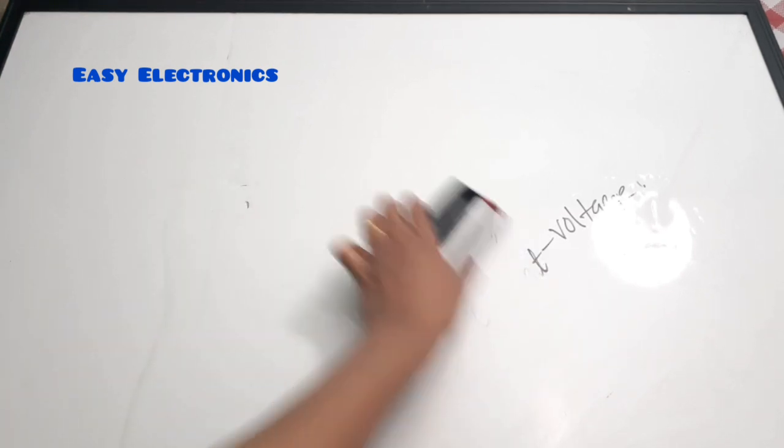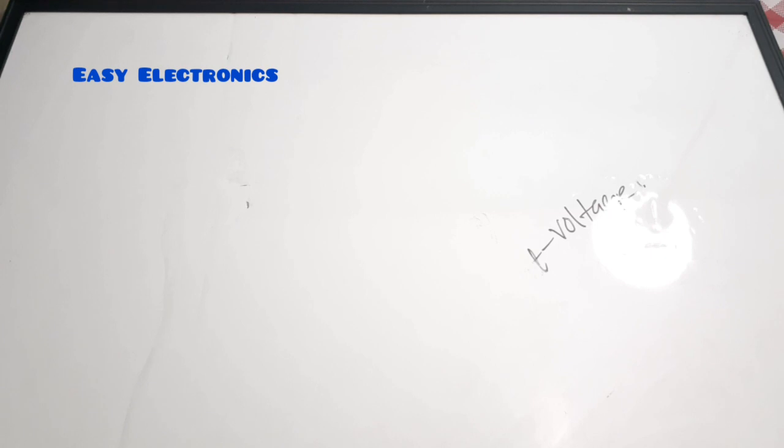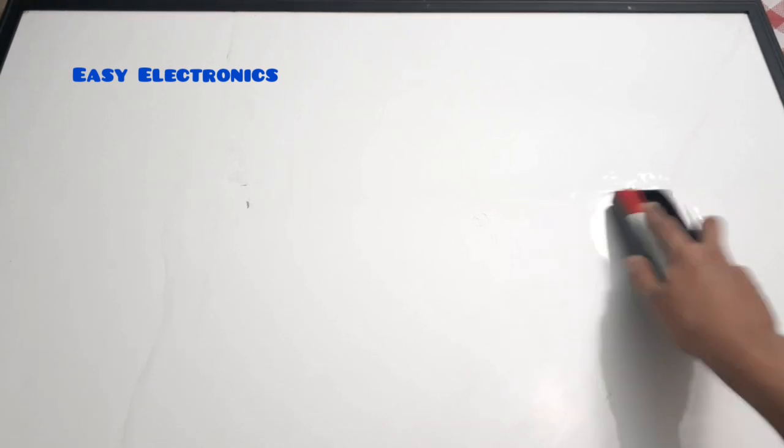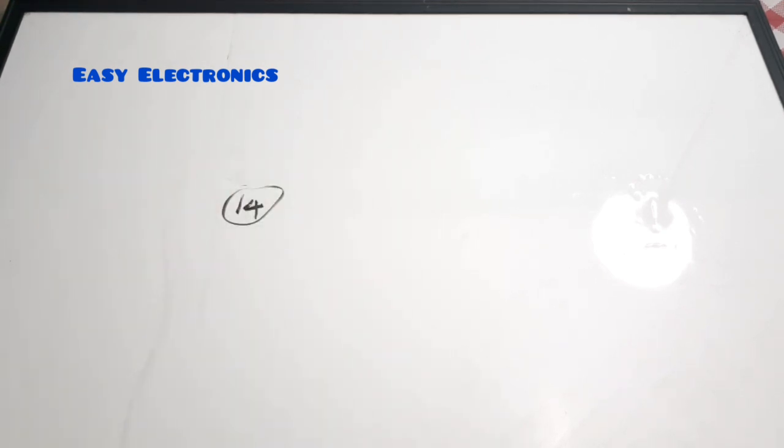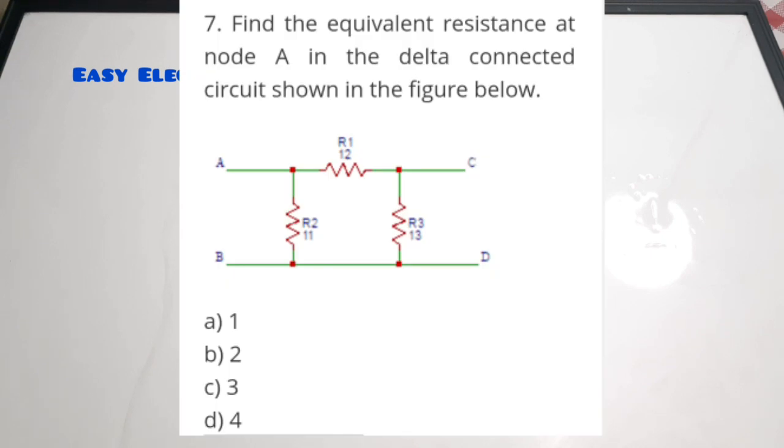Question number 14 is from star to delta. No, it is from delta to star conversion. It is a numerical question. First of all, you should be able to identify that the question is a conversion. The question is: find the equivalent resistance at node A. You can see that there is a node A, and there are B, C and D. You have to find the equivalent resistance at node A shown in the circuit below.